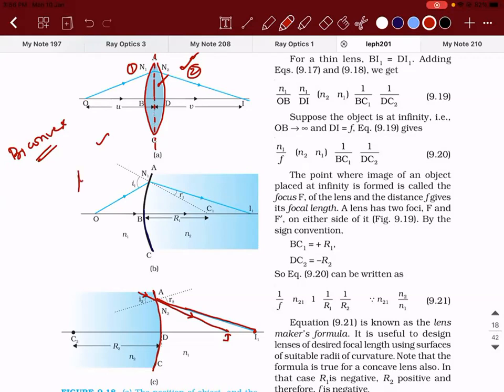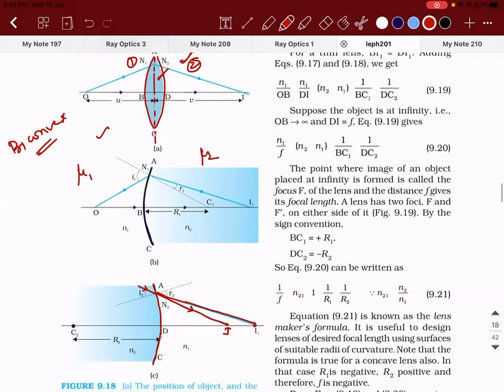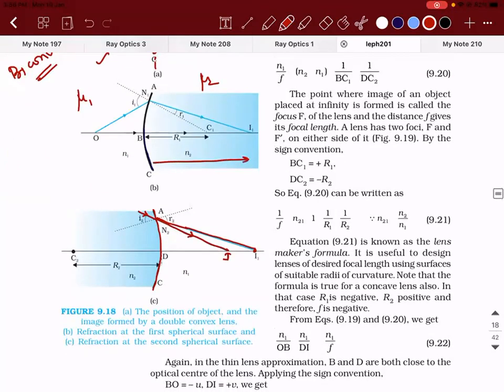Okay. So the refractive index of the outside medium here is mu1, here it is mu2, and this is V and this is U. Now apply refraction at spherical surface for the first boundary. What is it going to be? Mu2 divided by V. So mu2 is the refractive index of the medium in which the image is formed, minus mu1 divided by U.